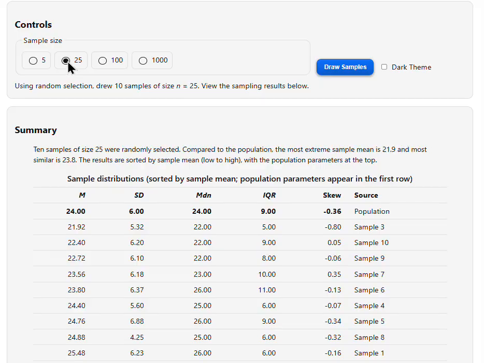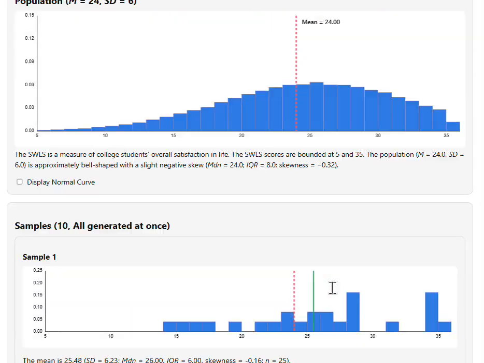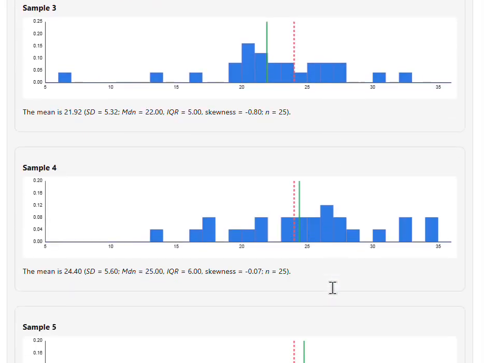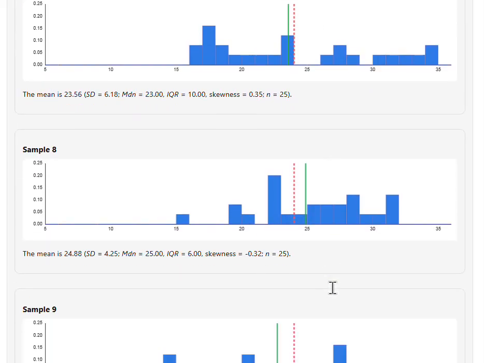For example, in psychology, often we're working with a sample size of 25. In that case, when the population mean is 24, here our sample means range from 21.92 to 25.48. So that's a little bit more variability in the sample mean, a little bit more variability here in the standard deviation, and a little bit more variability in terms of the skewness. And when we look at these samples, again, they're giving us an idea about the population, but imagine if you were taking a picture of something.